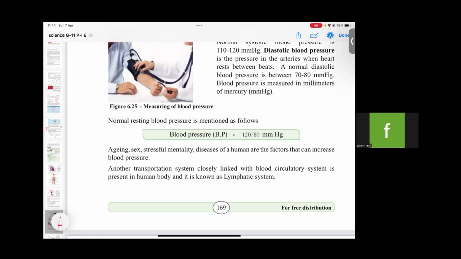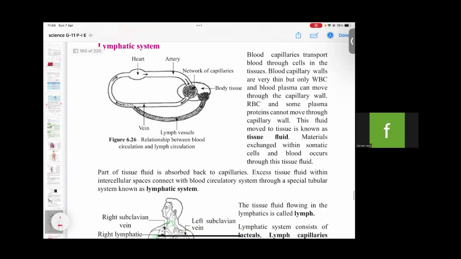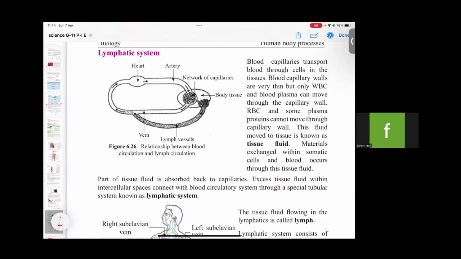Another transportation system that is closely linked with the blood circulatory system is obviously very hard to understand because we don't give much attention to it. It is called the lymphatic system. This is closely related to the blood circulatory system. We'll just go through it quickly. Just like the blood circulatory system, the lymphatic system also has lymph vessels and lymph nodes.